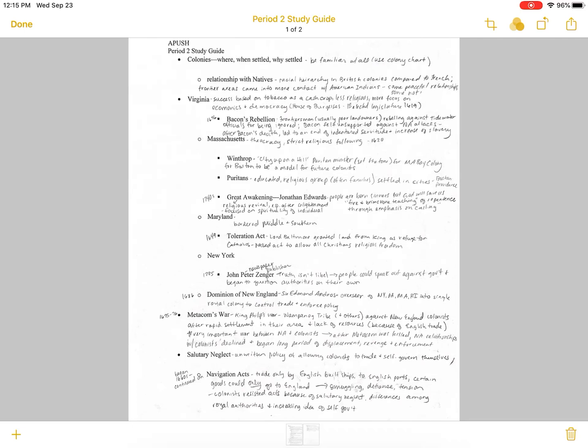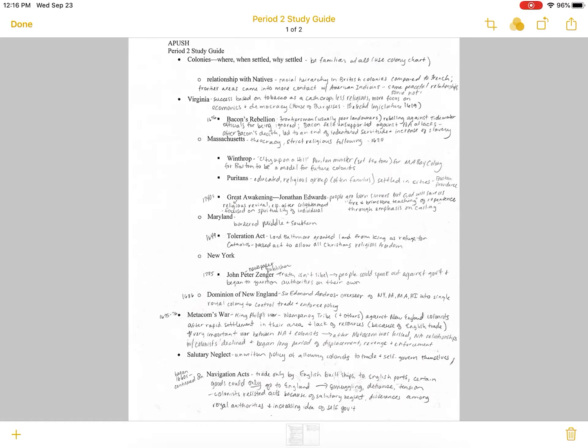Yet it probably doesn't get the attention that it should. But Metacom is killed. Essentially, he's hired by a warring tribe, by some colonists to kill him. He is killed. And after that, and you see Metacom's War around 1675 to 1676, the Native American relationship with colonists really started to break down, and it declined, and it began this long period of displacement, of revenge, of enforcement.